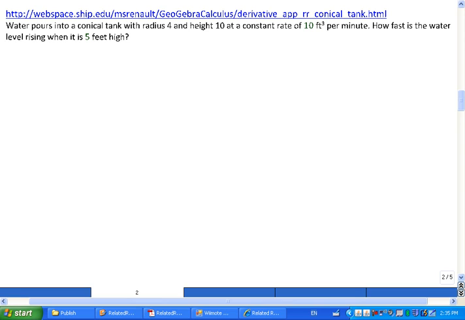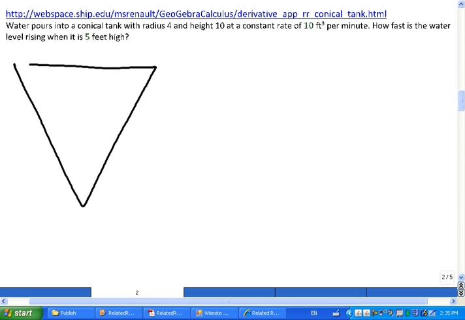Okay, let's, well, no, I need blue for the water. Let's use black for the... So this is what a conical tank looks like, a cone. And it tells me that the radius is 4, and the height is 10. And we should have like a... I don't know how to draw a tap there. Let me just, we'll make water. No, that's gray. One second. There we go. Isn't that pretty?